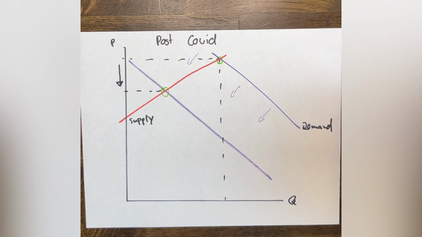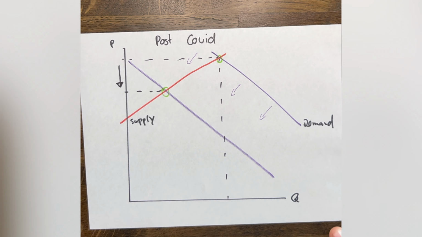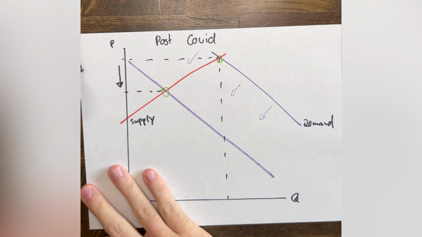Now let's talk about the supply line. The supply line has held pretty steady overall, and that's really what's been keeping this real estate market alive. Now why has the supply line stayed pretty steady? Well, it has something to do with what we refer to as the lock-in effect.